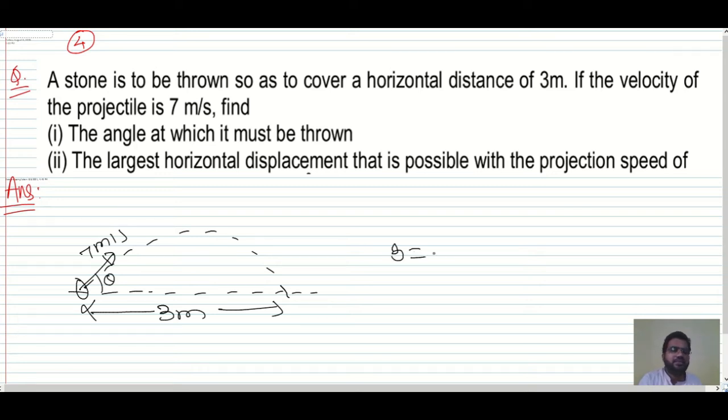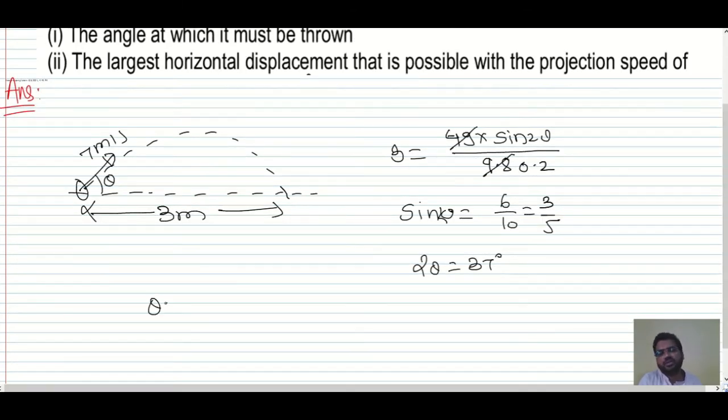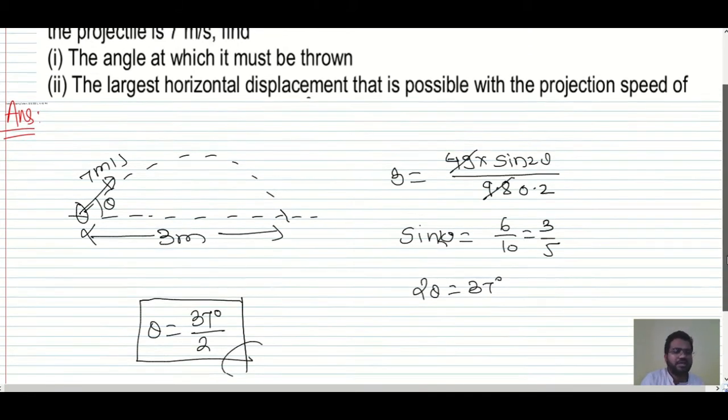So range we have is 3, which is equal to u squared, that is 49 into sine 2 theta divided by g. G over here I will write as 9.8. Why? Because this will be 0.2 then, and then we'll have sine 2 theta is equal to 6 divided by 10, which is 3 divided by 5, and 3 divided by 5 we know that it is 37 degree. So what is the angle of projection we have? It is 37 divided by 2 degrees. Okay, so I hope this is clear. So these are the very simple questions.